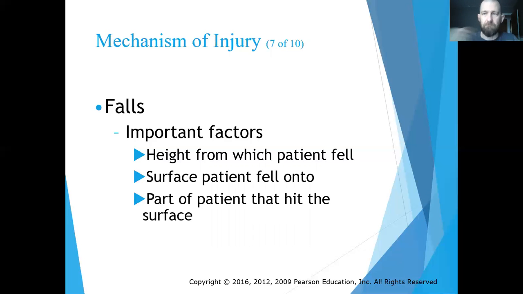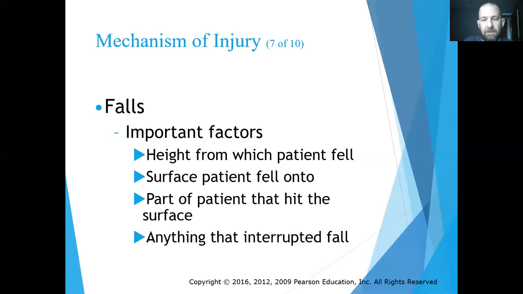What part of the patient hit the ground or hit whatever that they landed on? What part of it hit first? That's going to take a lot of the brunt of the direct force. And in seeing which part hit first, could there be indirect forces caused later? Did they land on their feet, which broke their feet or ankles? And then did they have problems up the lower extremities? Do we have knee problems? Do we have hip problems because of the indirect force? So what part of the patient hit first? And did anything interrupt the fall? I mean, that means, did they hit anything on the way down?